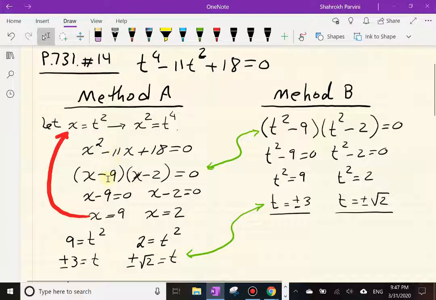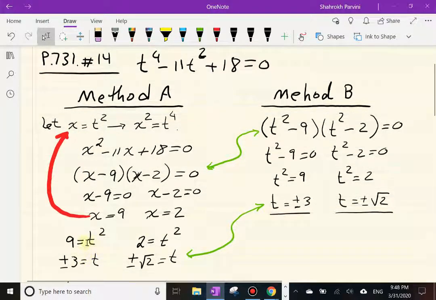The next step, I apply the zero factor property. So I wrote x minus 9 is 0, or x minus 2 is 0, and simply solve these. These are simple linear equations you can solve. Add 9 to both sides here, add 2 to both sides here, and you get the solutions. Now remember, these are the solutions for variable x. So what I need to do is back substitute for x up here and solve for t now. And that's what I've done down here.